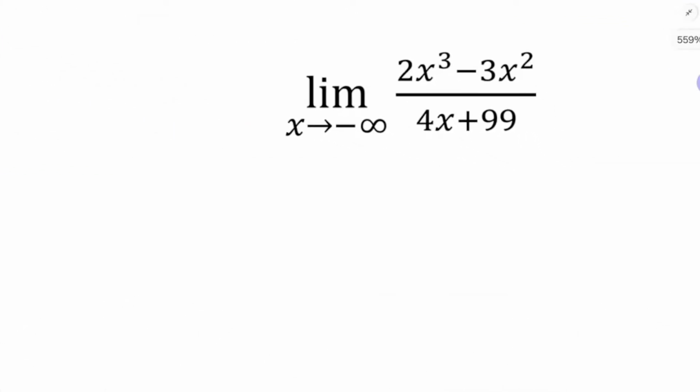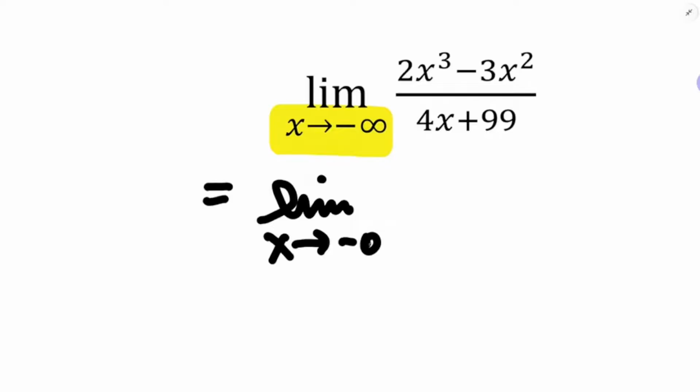Right, over here, as I'm looking at this, the biggest thing I see is the 2x cubed. But I'm going to need to say, well, since it's bigger on top and I'm approaching negative infinity, I need to figure out, is this thing approaching positive or negative infinity? So I'm going to get rid of that and say this is equal to the limit as x approaches negative infinity of 2x to the 3, taking the biggest thing from the top and the biggest thing from the bottom.